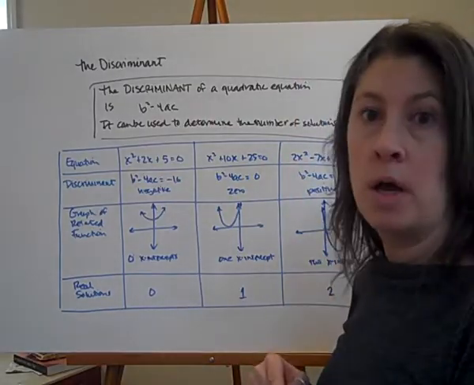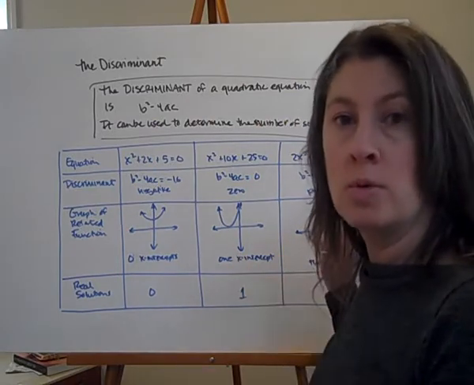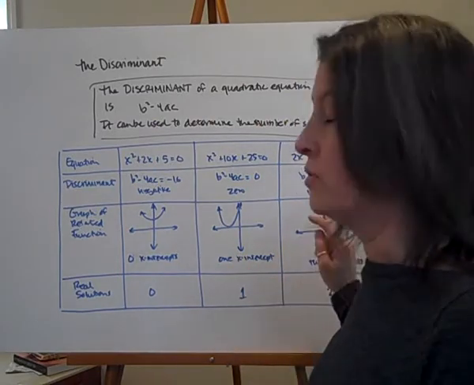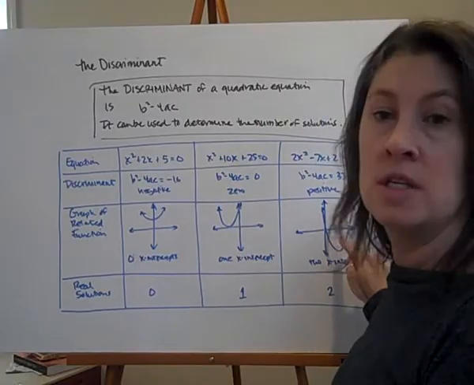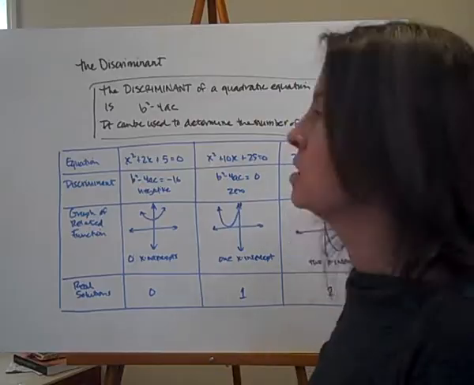And the last possible option that could happen here is I end up with a positive discriminant. We're looking for the square root of a positive number. There are two possible versions of that. On a graph, we would see that parabola cross the x-axis in two places. So we'd end up with two possible solutions.